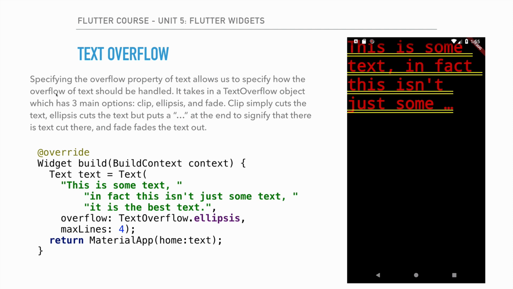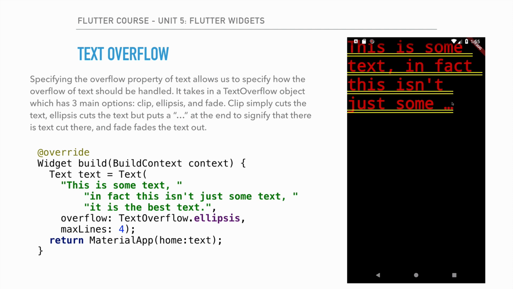Clip simply cuts the text, ellipsis cuts the text but puts a ... at the end to signify that there is a text cut there, and fade fades the text out. So you may understand the idea. It's a very basic idea here. Clip is the default. It's just going to cut the text and remove it when there's an overflow. Ellipsis is going to add these 3 dots.